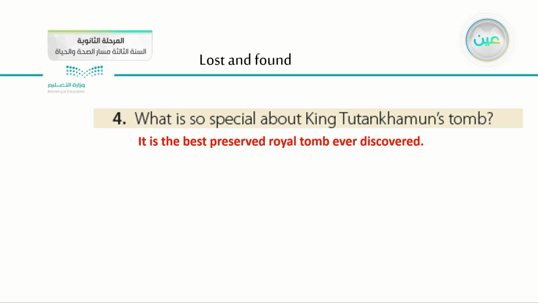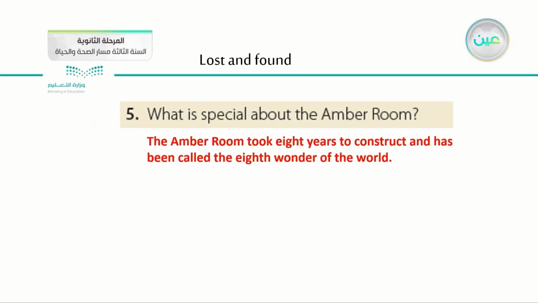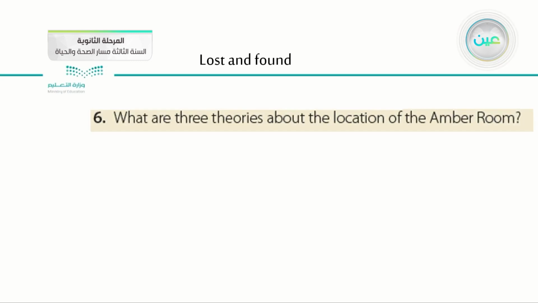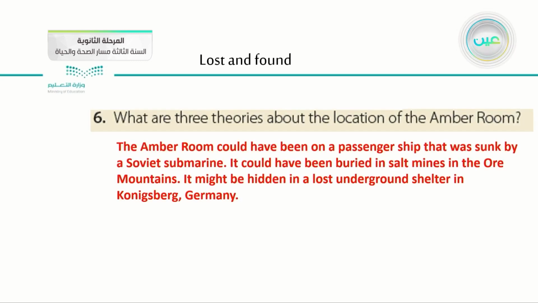And number 5, let's see together, guys. The Amber Room took 8 years to construct and has been called the 8th wonder of the world. Number 6, let's see together, guys. The Amber Room could have been on a passenger ship that was sunk by a Soviet submarine. It could have been buried in salt mines in the Ore Mountains. It might be hidden in a lost underground shelter in Königsberg, Germany.